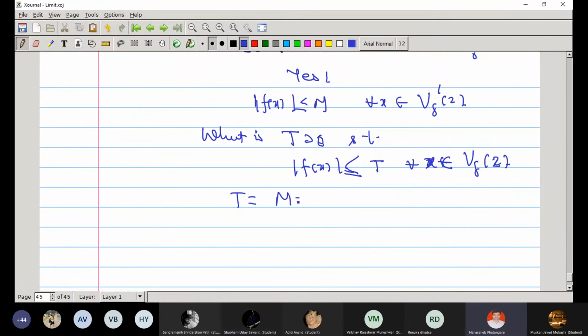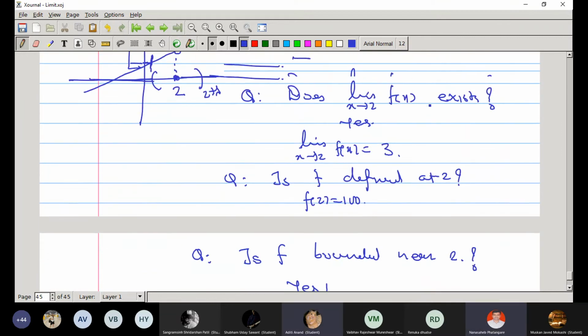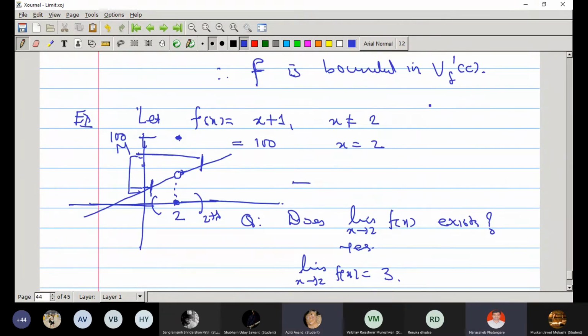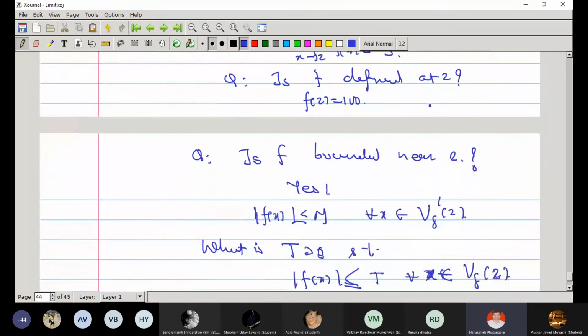So T is equal to the maximum of M and 100, because when we consider the deleted neighborhood, only one point is excluded, and if the function is defined at that point, its value is some finite number, which is 100 in this case. You compare M and that value and choose the maximum. That will be the bound. So is it clear? Your doubt is clear now? Yes, sir. So if the function is defined at a point, then it is better. Well and good, because certainly it is a finite value, and certainly we can produce a bound.